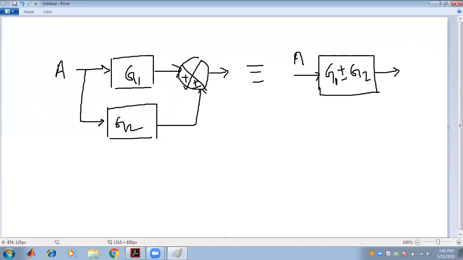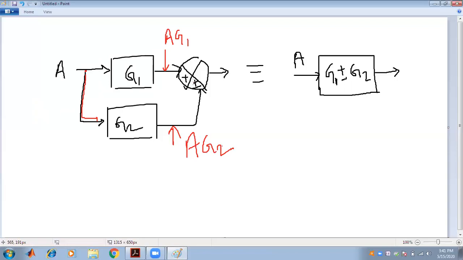So why is the first block equivalent to the second one? Let's see the first block and why it is equivalent to the second one. Now, what is the output? A is fed and a gain block is given, so the output at that particular part is AG1. This A is taken from that particular point, so A is taken and multiplied with G2. So we are getting AG2 from here.